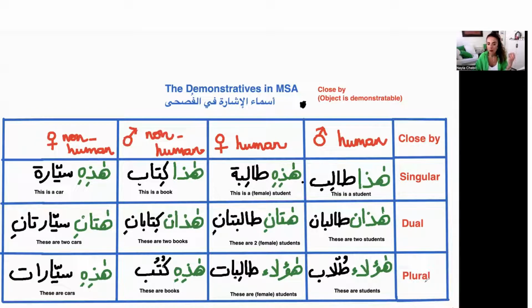Moving on to the plural. The demonstrative I use for plural humans is هؤلاء. Repeat it. It's a difficult word with two hamzas. هؤلاء. And then students is طلاب. So this is a human plural. That's why I used هؤلاء. This translates to these are students.